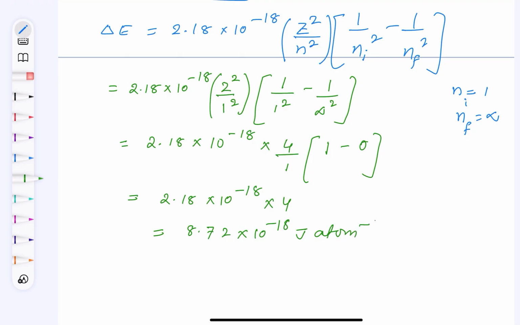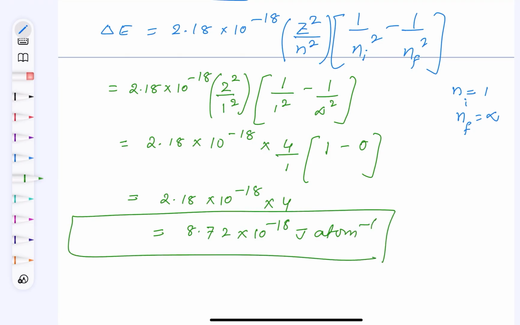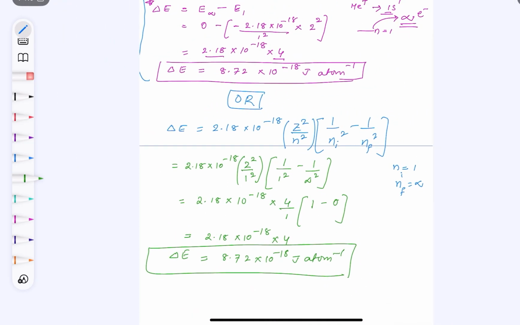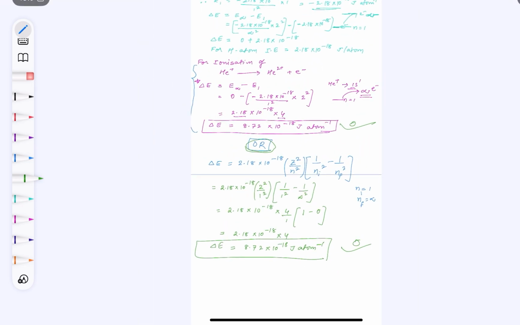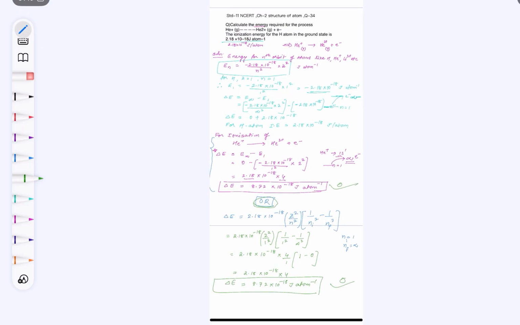See, the answer which you are getting is the same in either of the ways. Just have a look, we have found this answer here, here and here, they are the same one. So either way you can do this particular sum. So just have a look at how this particular question is solved for you.